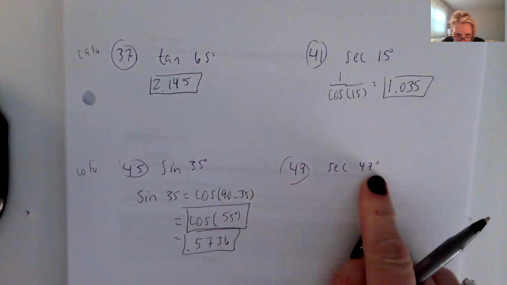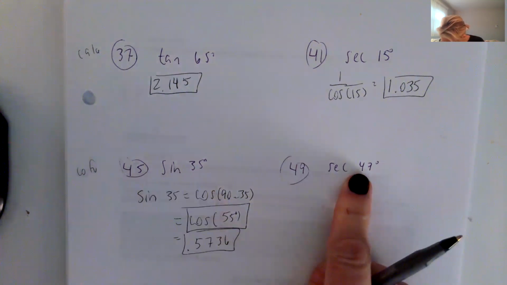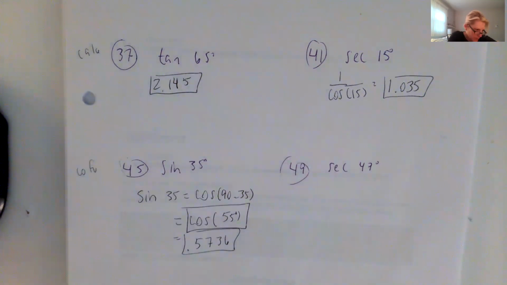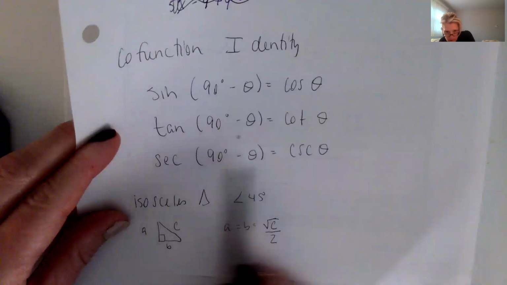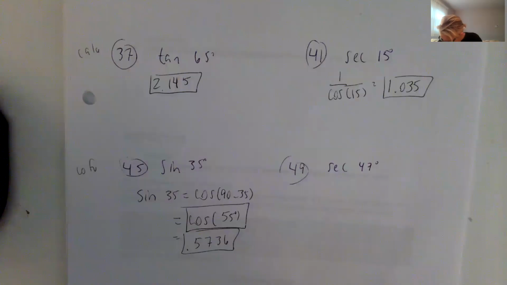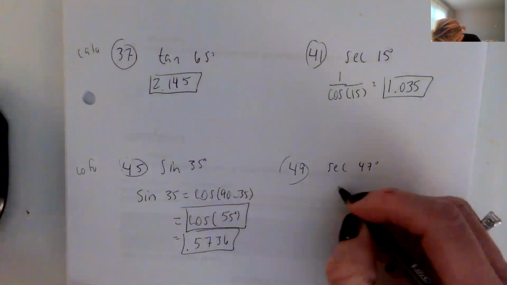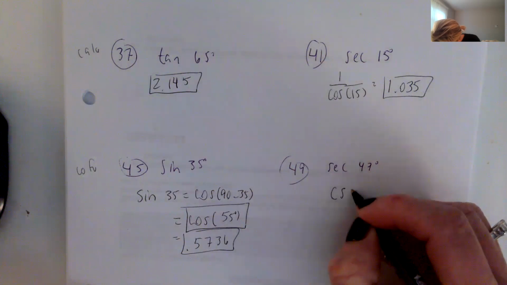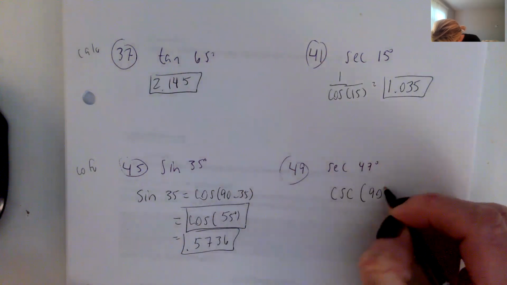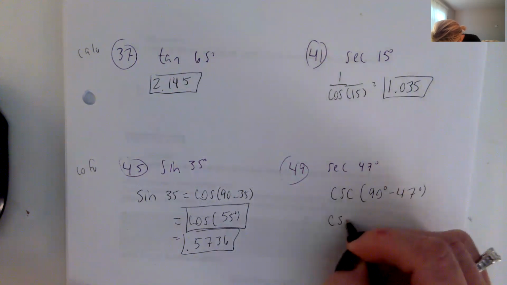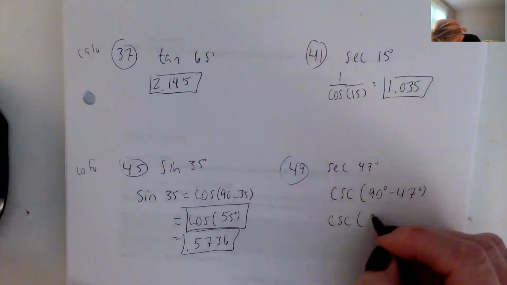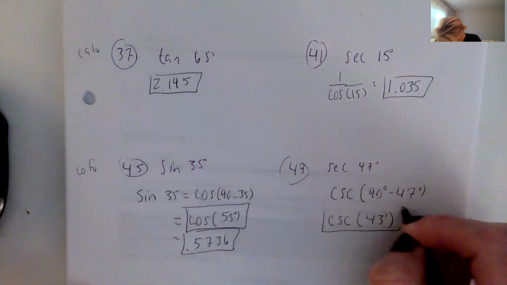So secant of 47, what is the cofunction? So we said our cofunction identities here are secant is a cofunction of cosecant. So the cofunction should be cosecant of 90 degrees minus 47, which is the cosecant of 43. That's all they want to know there.